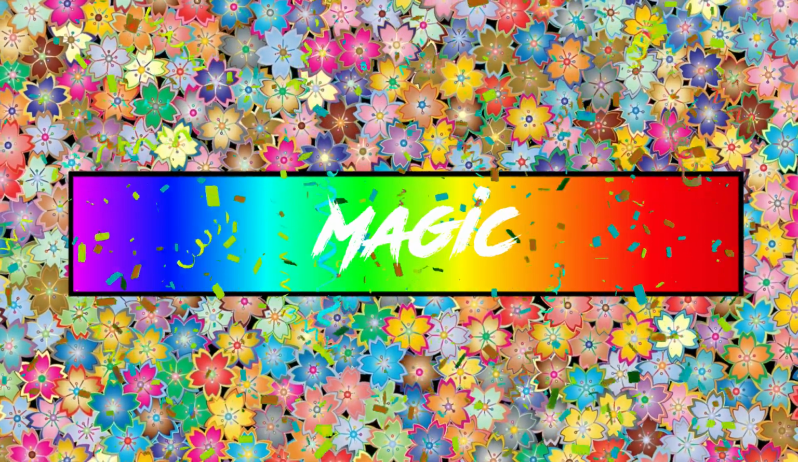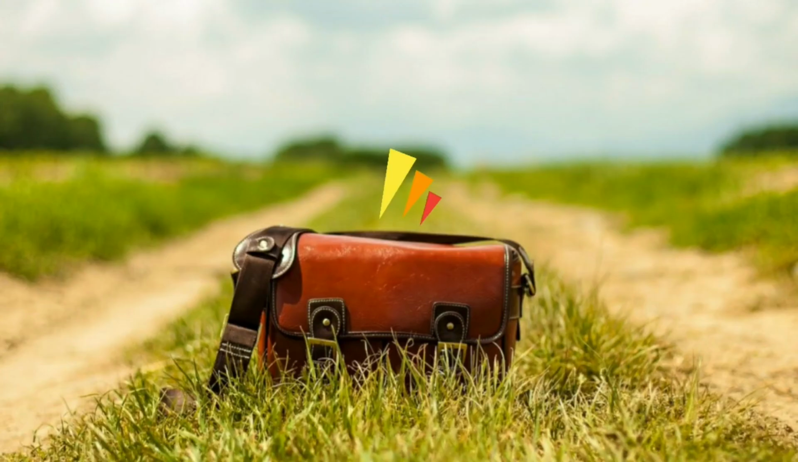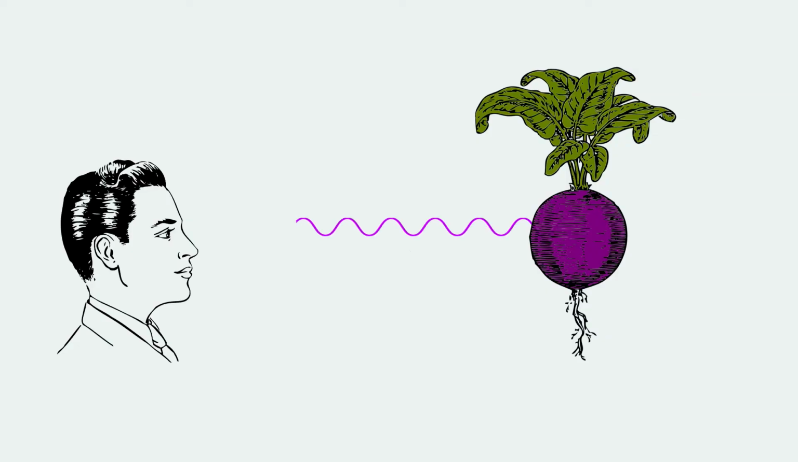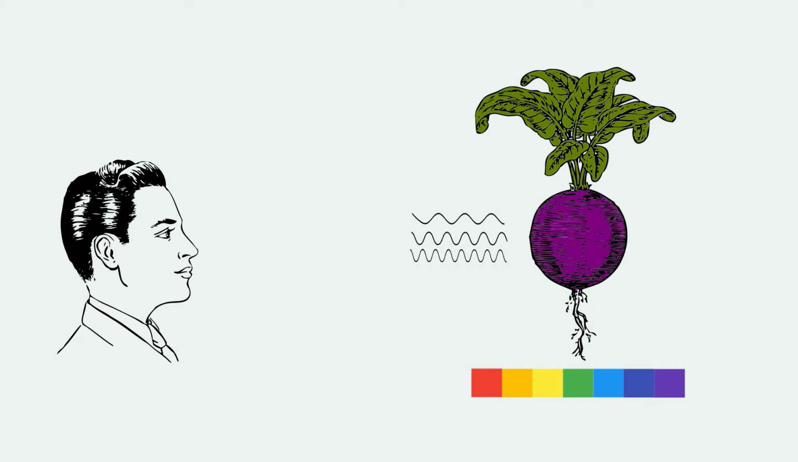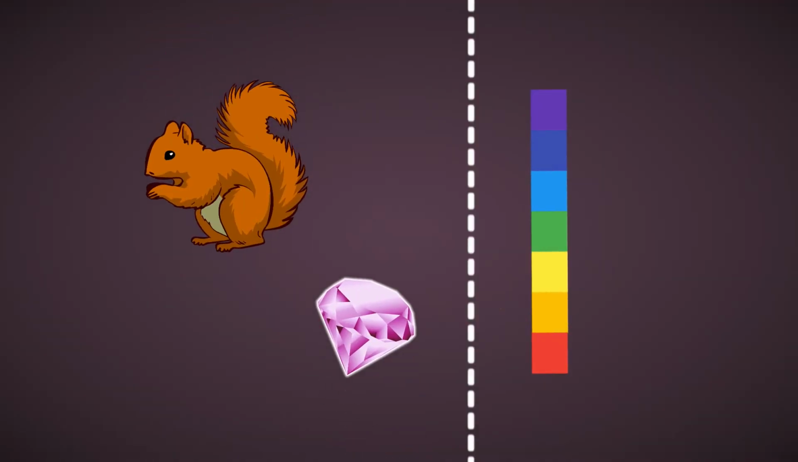But how can we see millions of colors if the visible spectrum contains only 7 colors? Here the magic begins. Some objects reflect one wavelength of light, like in the case of apple and leaves. But some other objects reflect more than one wavelength of light. If you see purple objects, purple is not a color of light and doesn't have its own wavelength. You can see purple objects because they send 3 wavelengths of light: red, blue, and violet, in various proportions. And when these 3 wavelengths strike your eyes, you perceive it as purple. Other colors outside of the visible spectrum are mixtures of two or more wavelengths of light.